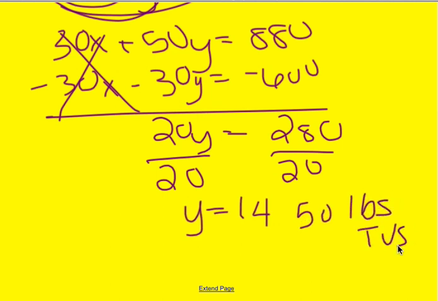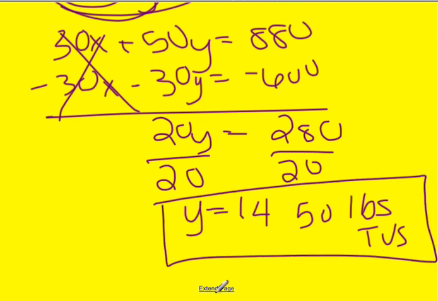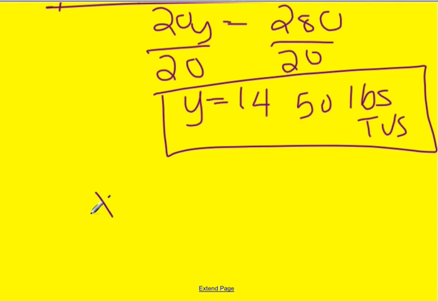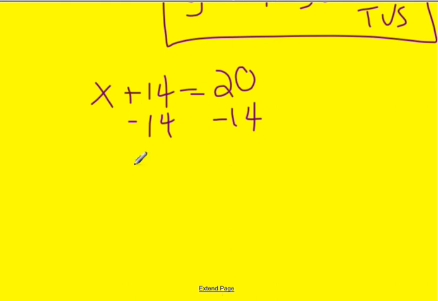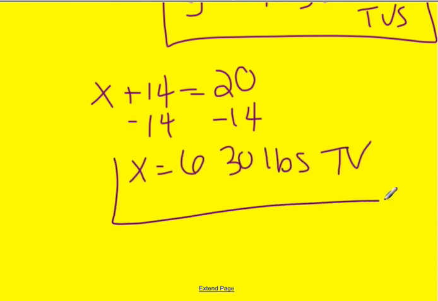Remember we talked about labeling it and making sure each person knows what each answer represents. So that's y. And I know that the total number of TVs has to be 20. So the 30-pound TVs plus 14 needs to add to 20. So I'm going to go ahead and subtract 14 from both sides, and I get that x is equal to 6. Now that's going to represent my 30-pound TVs, so I want to make sure I label that. So that right there is my final answer for number 9, and that concludes this note video.